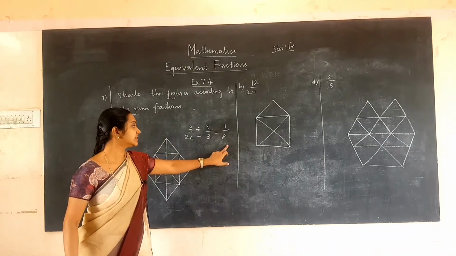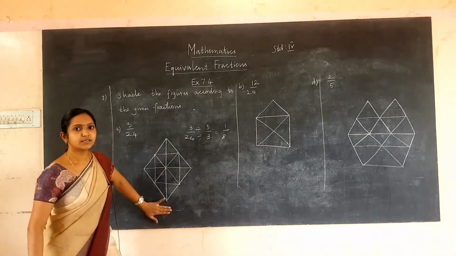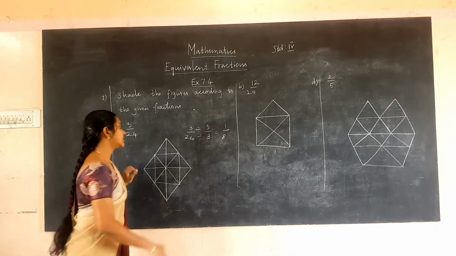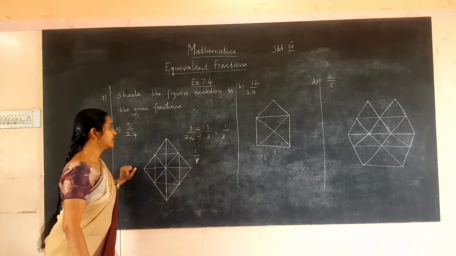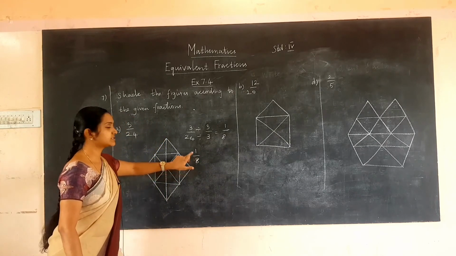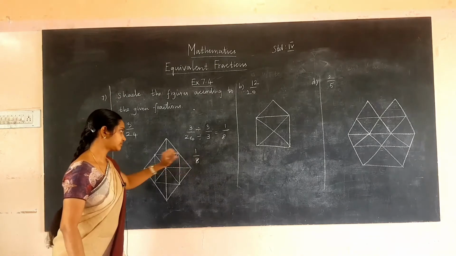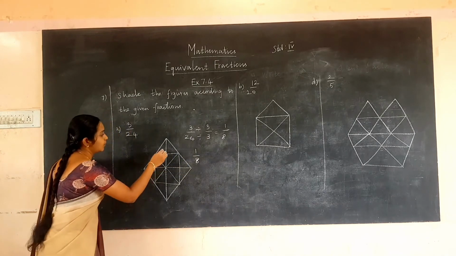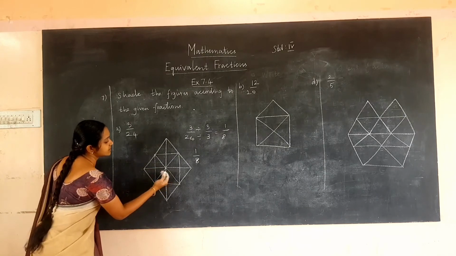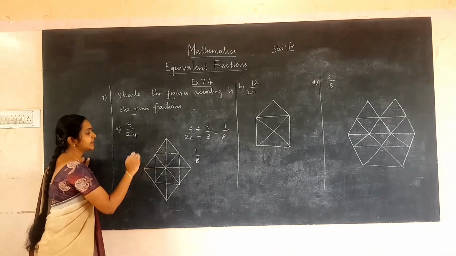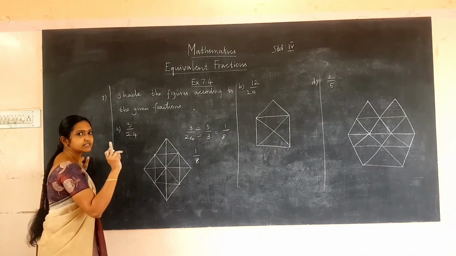Here we are having 16 parts. So, for 8 we must shade 1 part. 1, 2, 3, 4, 5, 6, 7, 8. For this half figure, we are having 8 parts. For 8 parts, we must shade 1.